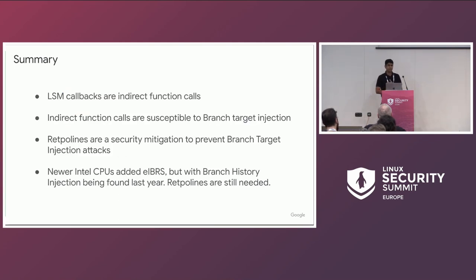So the summary here is, currently in the kernel, LSM callbacks are indirect function calls, right? Indirect function calls are susceptible to branch target injection. The kernel uses retpolines to prevent branch target injection. And this is the really important bit since last year. Newer Intel CPUs implemented enhanced IBRS. IBRS is a mitigation that partitions the branch target buffer so that user space cannot influence predictions in kernel space, so between privilege levels, effectively. But there was a new attack called branch history injection that requires you to enable eIBRS and retpolines together. So we thought retpolines were gone in newer CPUs and we would not have that overhead coming forward, but it's still there. And it's still expensive.